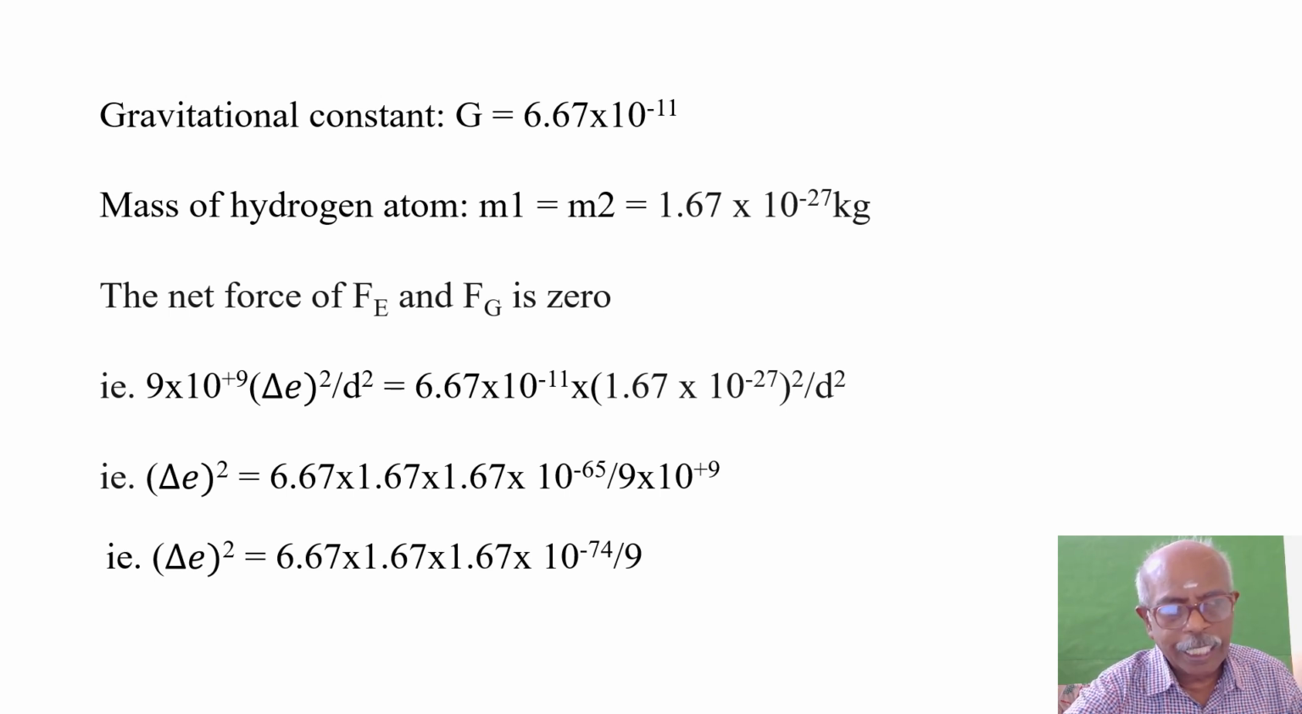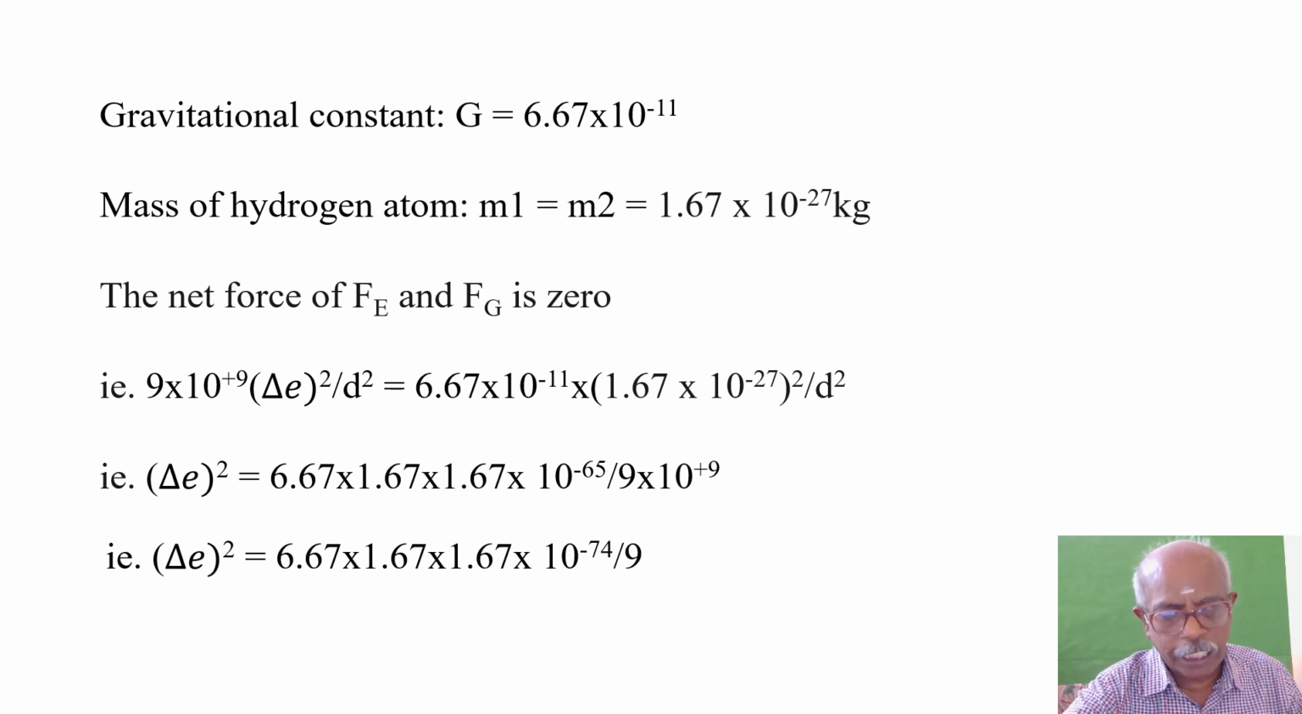It means the electrostatic force, 9 into 10 power plus 9 delta e the whole square divided by d square, equals the gravitational force, 6.67 into 10 power minus 11 into m1 m2, that is 1.67 into 10 power minus 27 the whole square, by d square. On the RHS you have d square in the denominator, and on the LHS also you have d square in the denominator, so they get cancelled.